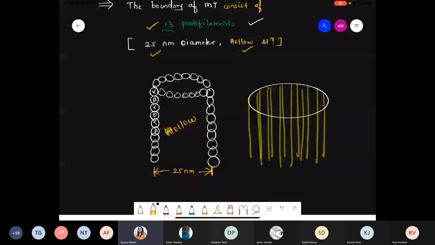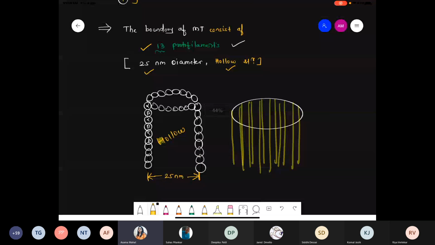Got it? Clear? The boundary of the microtubule means what? The internal empty area. And now what happened? On the walls, 13 protofilaments bind. And inside one protofilament, lots of tubulin proteins are present. It is not single, there are many. It depends upon GTP. If more GTP is provided, at that time they show more elongation. Simple.